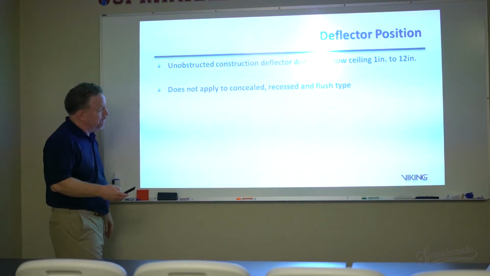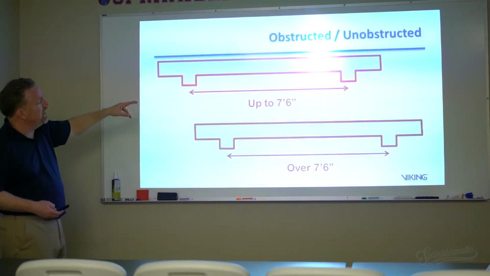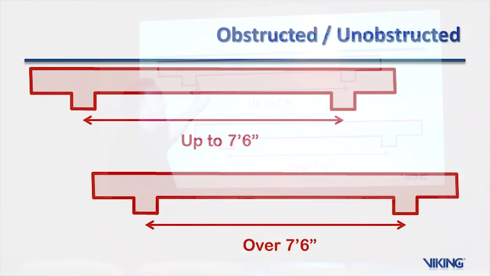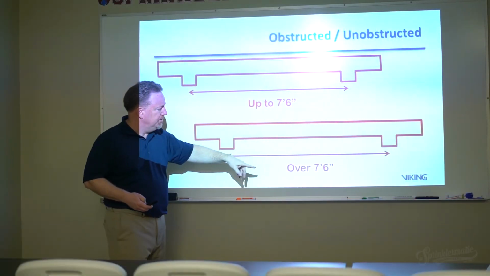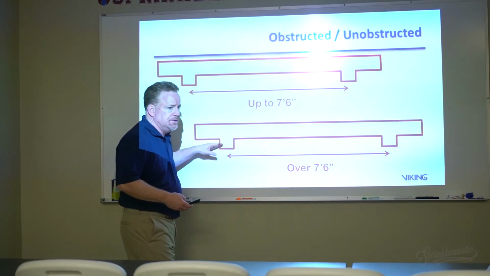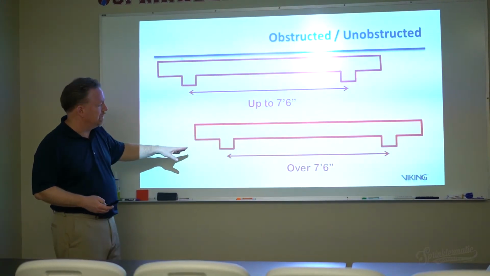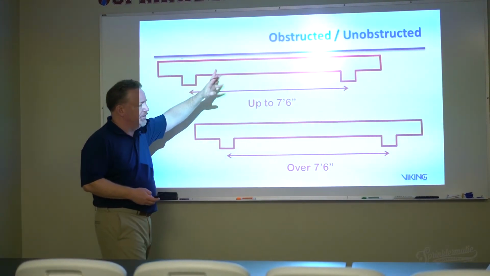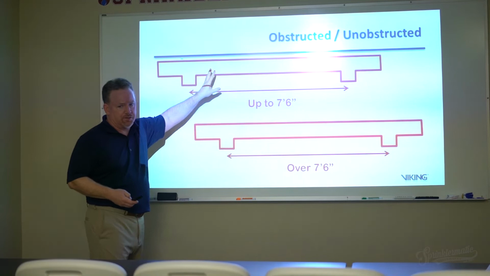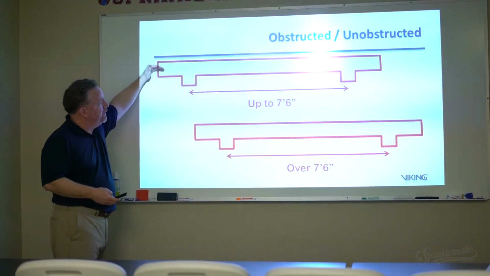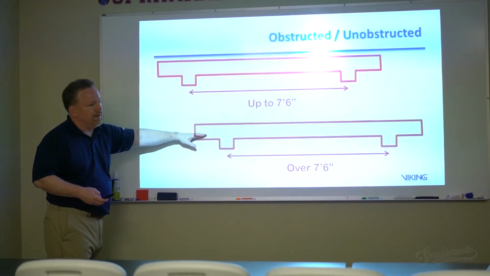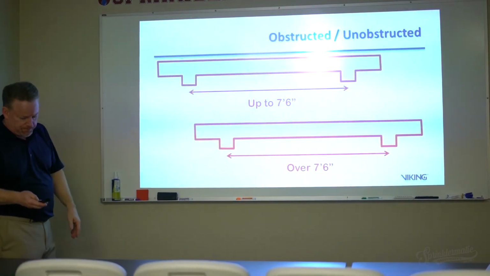Doesn't apply to concealed. So once again, what defines unobstructed or obstructed is the distance between the obstructions. Greater than 7 feet 6 inches, we call it unobstructed construction. Up to 7 foot 6, it's considered obstructed construction. Okay? So if you were looking at this, you can just write it in. This is obstructed construction, that's unobstructed construction.